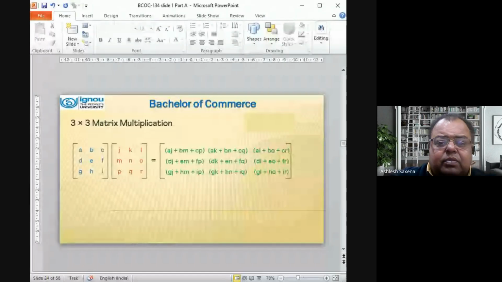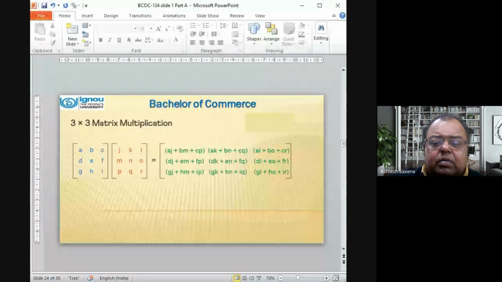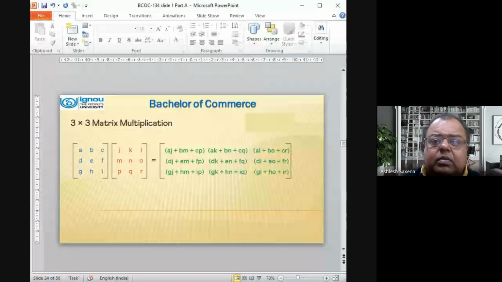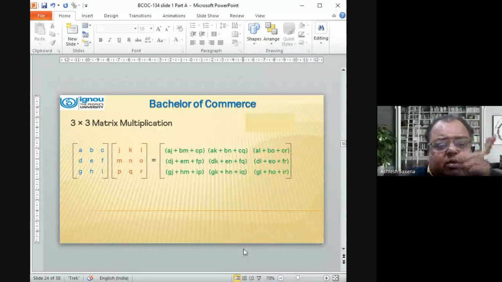You can see the screen. Yes, yes. Okay. Now see, there was some error with the connection. Now you can see how a 3 by 3 matrix is multiplied. When you are multiplying a 3 by 3 matrix, its answer will be a 3 by 3 matrix.